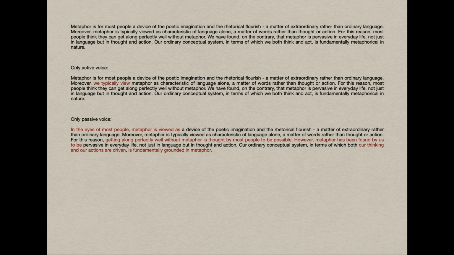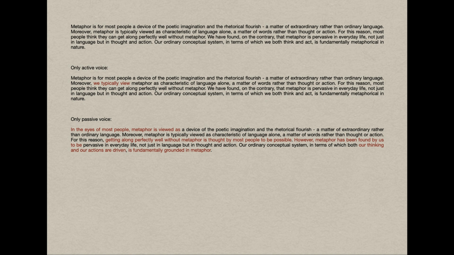Or the rule could be the other way around. Don't use any active voice. That's a bit harder. Some of it's going to sound really stilted, but like we could turn we have found metaphor to be into metaphor has been found by us to be.